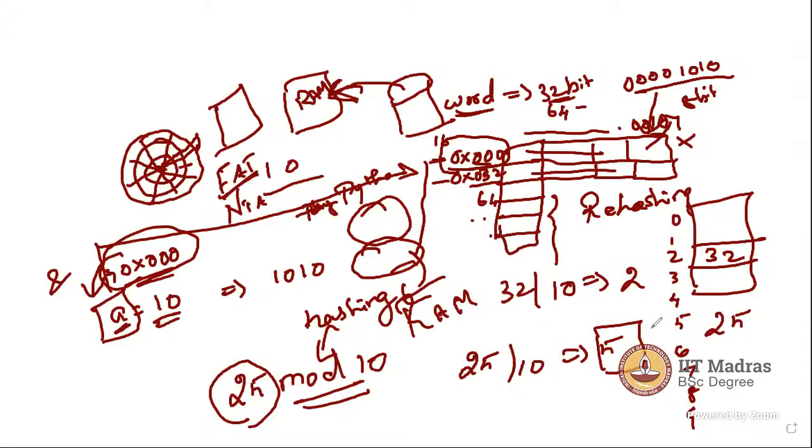For example, if you are representing linear probing, 32 is stored in the second location, 25 is stored in the fifth location. If 35 comes, that also results in 5. So after 25, it will create a single linked list and 35 will be stored here. That is a big ocean of representation in data structures, right?